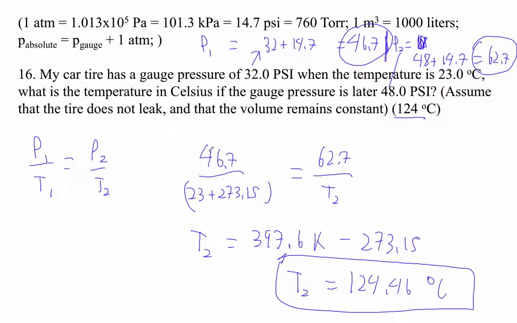So this is particularly tricky, right? The gauge pressure has to be turned into absolute pressure. And then the temperature is non-absolute, so it's got to be turned into absolute too. It's got to all be absolute, okay? Or it just isn't going to work. All right.